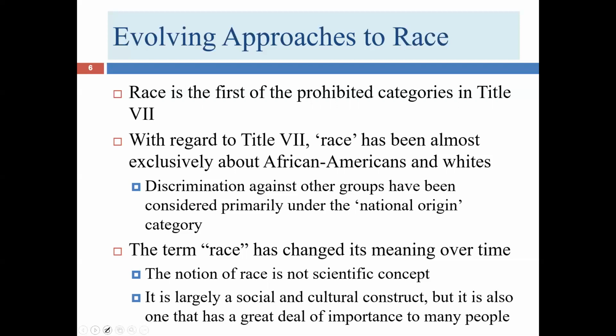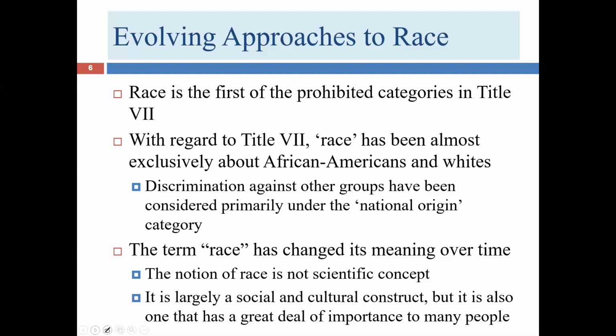Either way, it would work, but probably the smartest approach, if you represent a potential plaintiff, is to encourage him or her to sue under both race and national origin. A charging party doesn't have to choose one theory or the other, but a charging party needs to file his or her charge under Title VII under the theories that he or she plans to advance in the ultimate lawsuit.